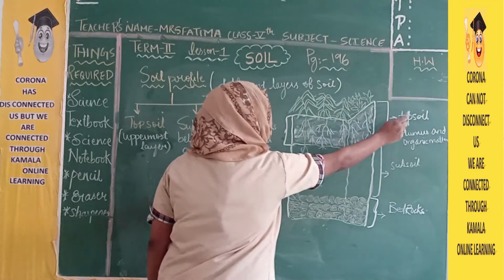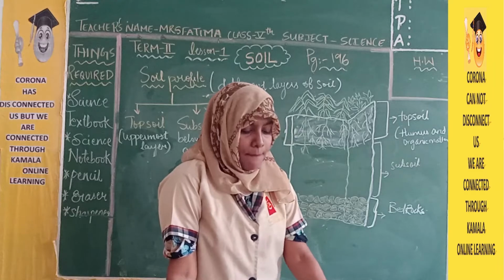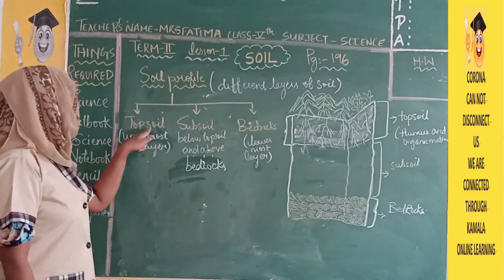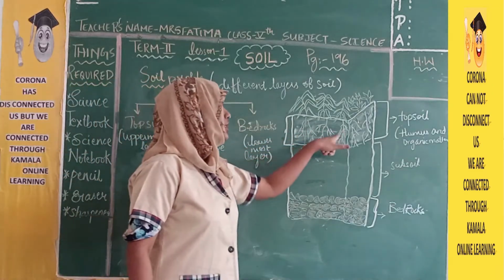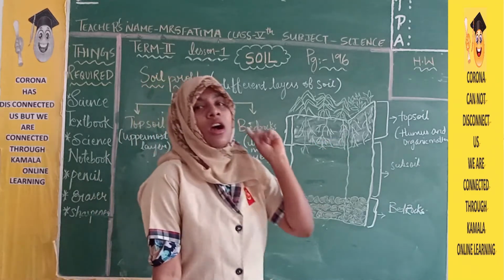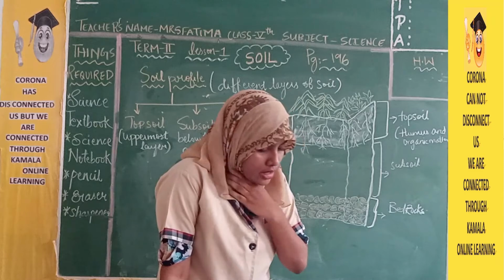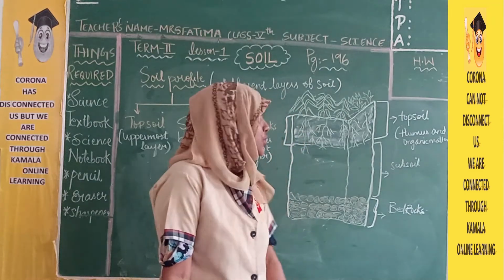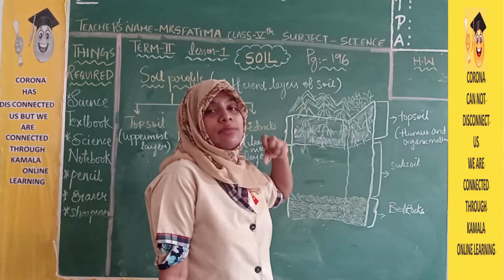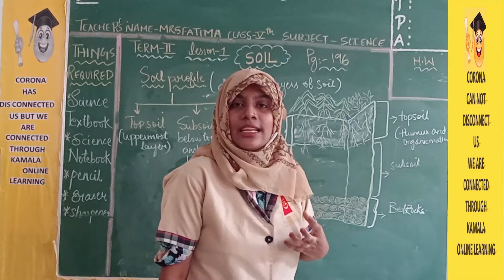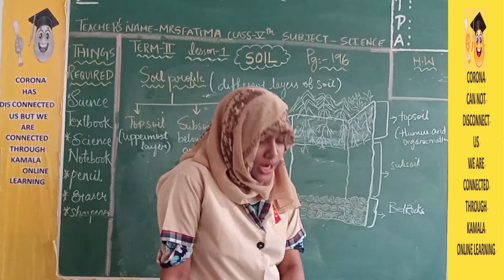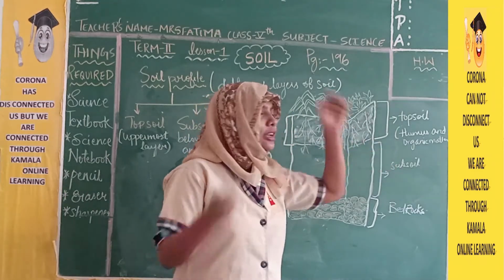This first one is a topsoil. It is the uppermost layer of soil profile. This one is a topsoil, children, the top layer, first layer of soil. It is the uppermost layer of soil profile and it is rich in nutrients. It has many nutrients. The substance that helps the living organisms to grow is known as nutrients. It also contains humus and inorganic matter.